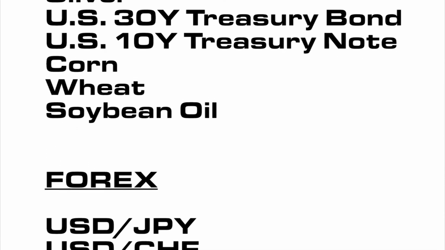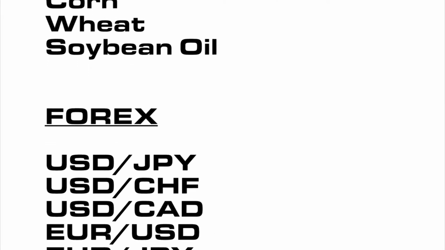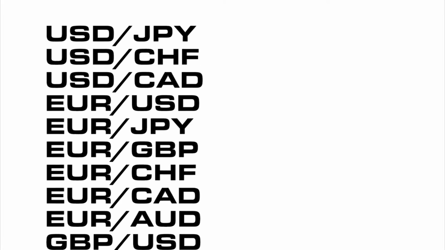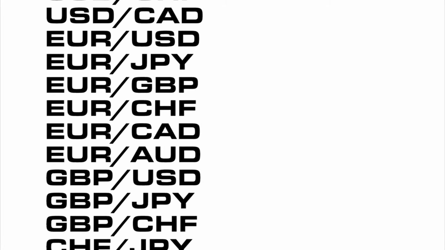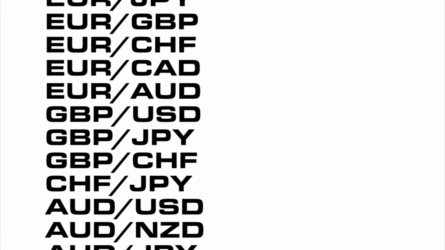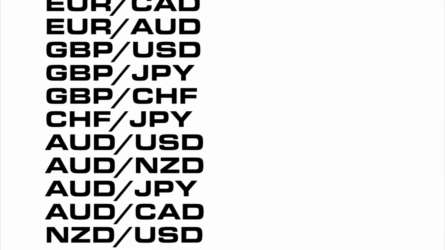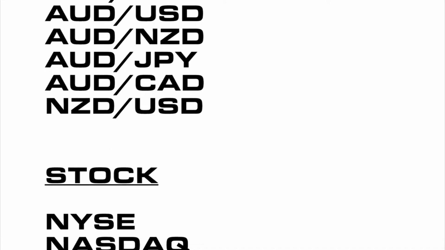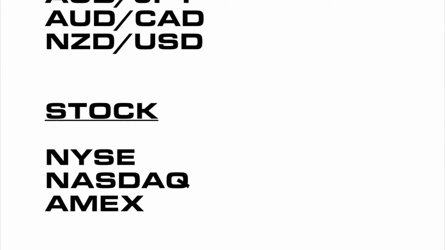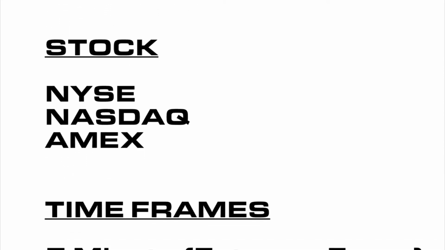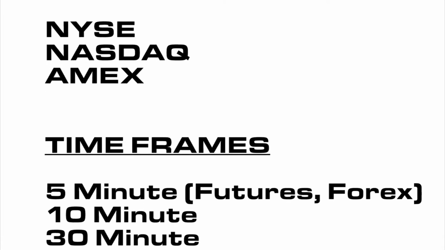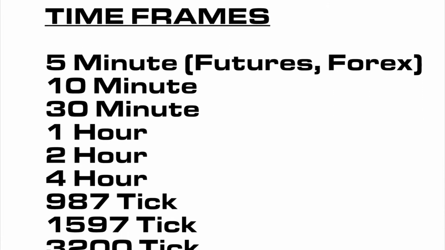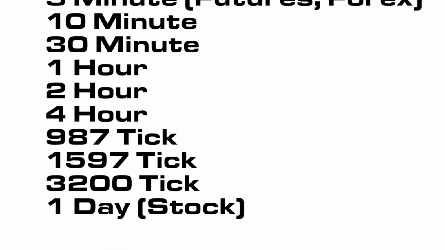The Forex Stealth Scanner scans 18 currency pairs, combinations of US dollar, Canadian dollar, euro, Japanese yen, British pound, Swiss franc, Australian dollar, and New Zealand dollar. The Stock Stealth Scanner scans up to 20 stocks of your choice from the New York Stock Exchange, NASDAQ, or Amex.